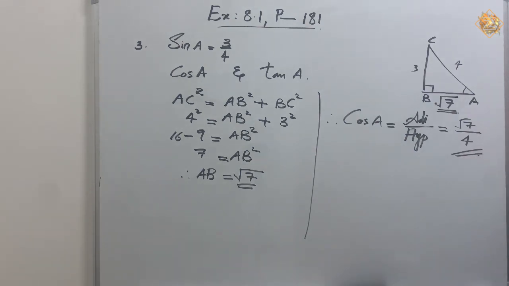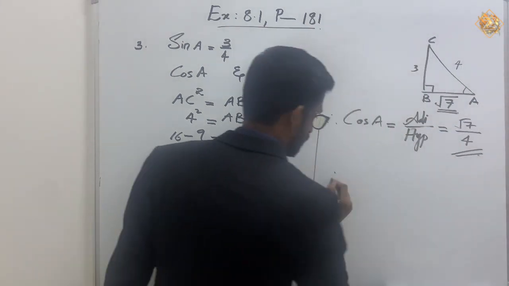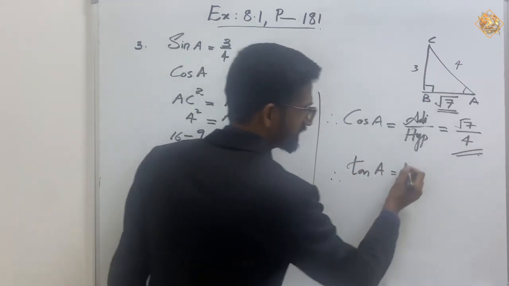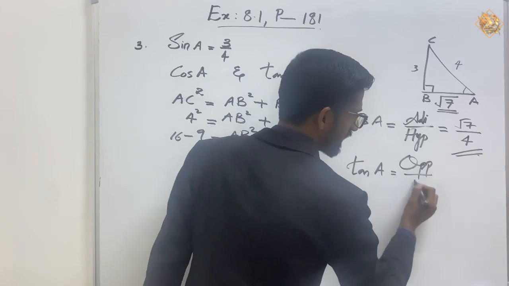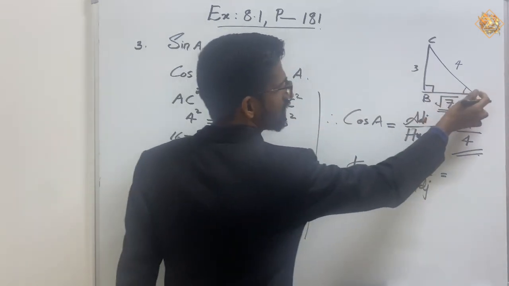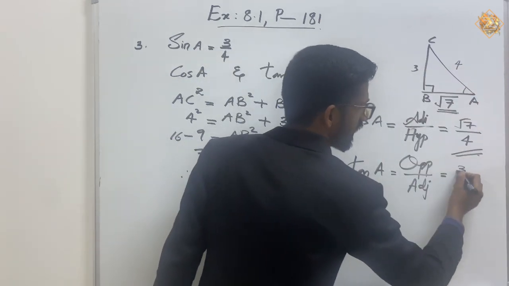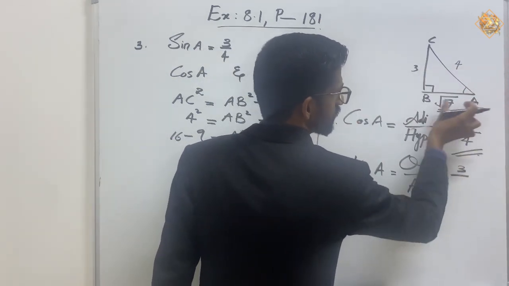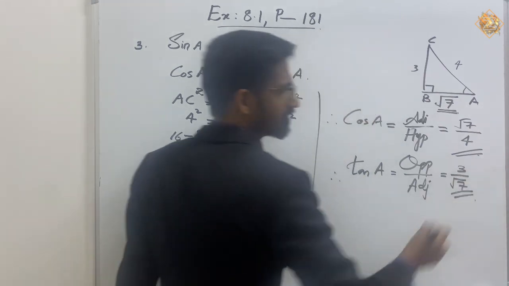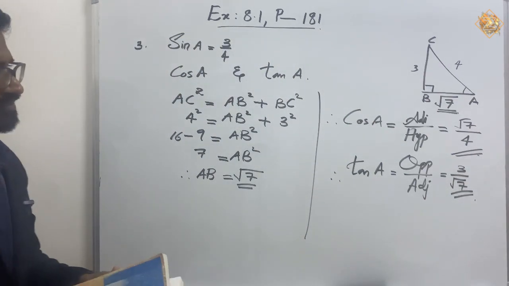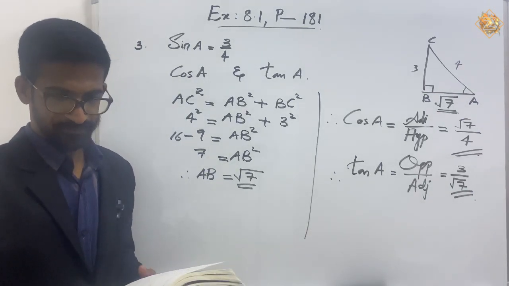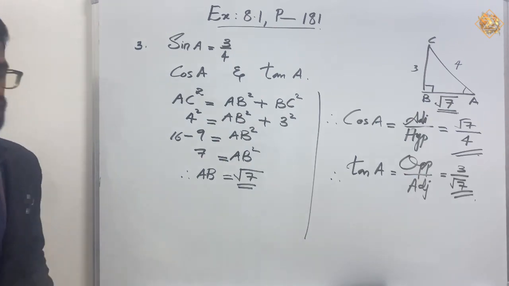Similarly, it is asked to find tan A. By definition, tan is opposite by adjacent. The opposite side of A is 3 and the adjacent to A is root 7. So these are the required values of cos A and tan A. Please take it to your notebook, students.